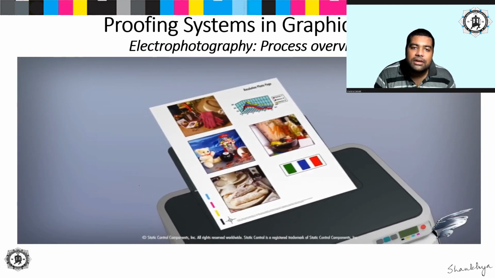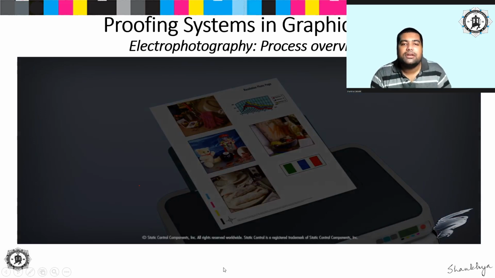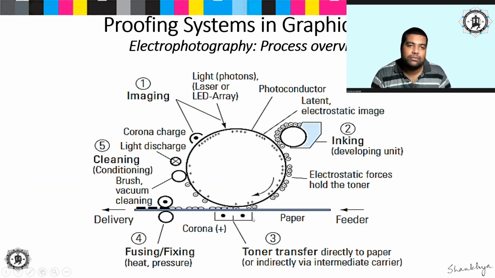And ultimately you get the color printed sheet of paper after the entire process has been completed. Okay, so this is the overview of the process. Now let us take a look at the schematic of the process.